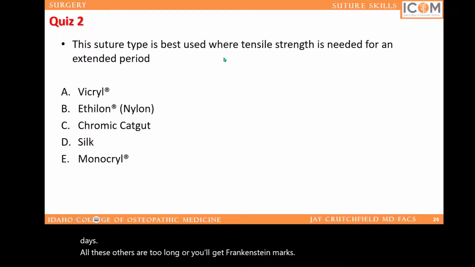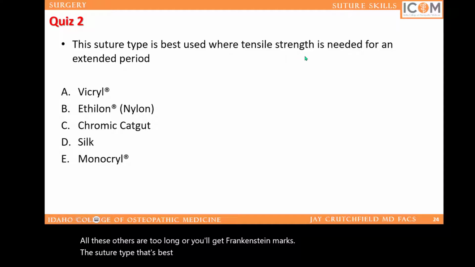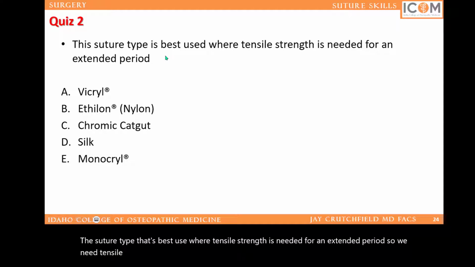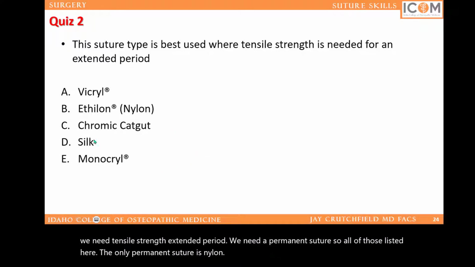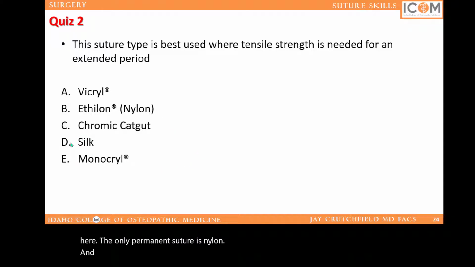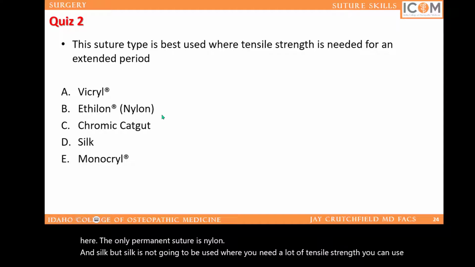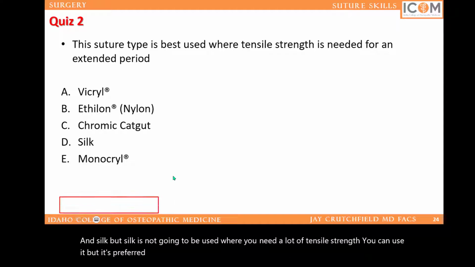The suture type that's best used where tensile strength is needed for an extended period. So we need tensile strength, extended period. We need a permanent suture. So of those listed here, the only permanent suture is nylon and silk. But silk is not going to be used where you need a lot of tensile strength. You can use it, but it's preferred to use the nylon suture.